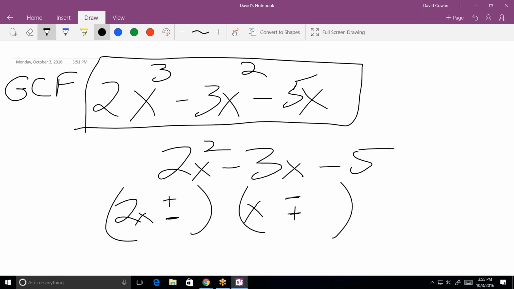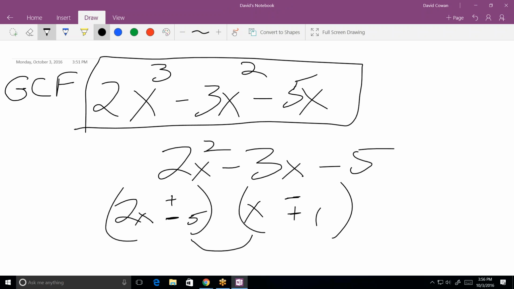And it could be plus 5 and 1, or it could be the 5's down here and the 1 is over there. Well, how do we determine? Like I said, it's a trial and error. Let's try this one first. At this point, I'm merely trying to prove, does this multiply together to give you that? And it does.